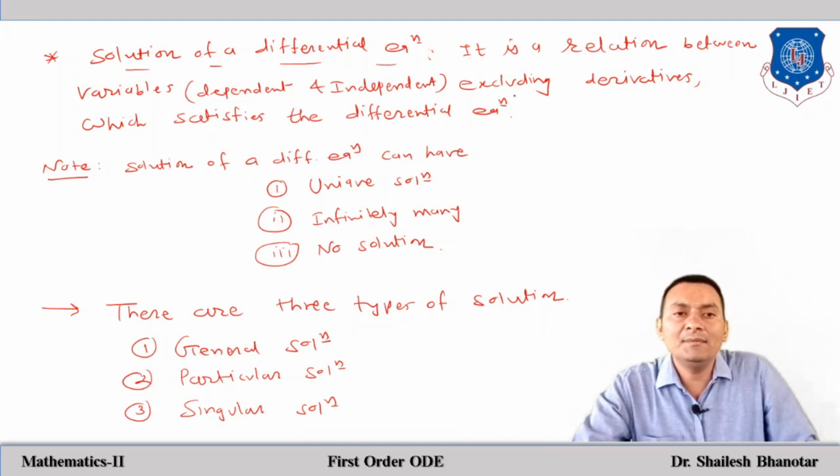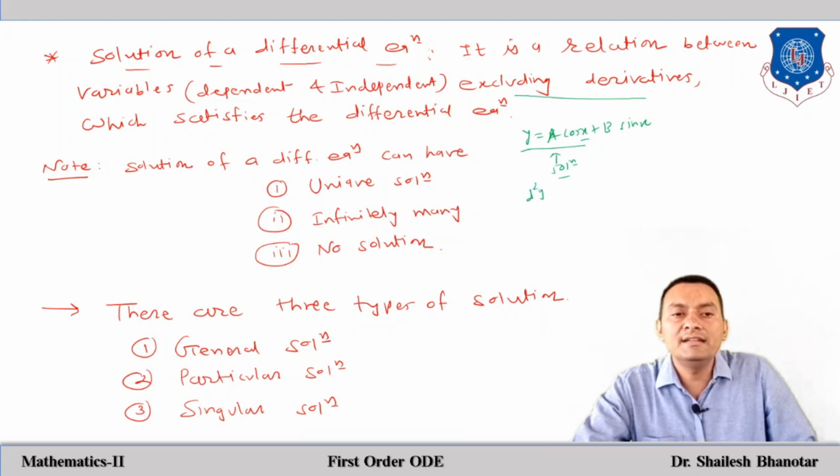So ultimately, excluding the derivative, it should not be contained in the final solution. For example, if I say y is equal to a cos x plus b sin x, this is the relation between variables x and y. It is not going to include the derivative part, and therefore we can say this is the solution.